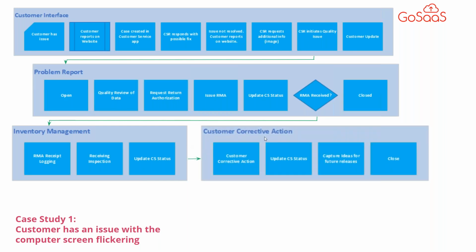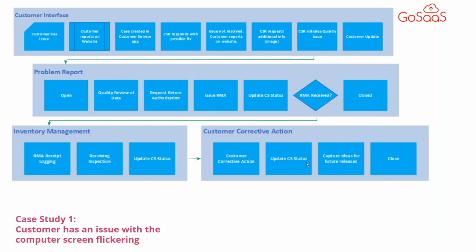The next step is a customer corrective action. And this is basically, we're going to do an analysis. And in this case, we're going to do just a basic repair of the product. We're going to let the customer know what's going on. We've repaired it. And then we're going to return it to the customer. Again, going through inventory management and all the rest of the details.